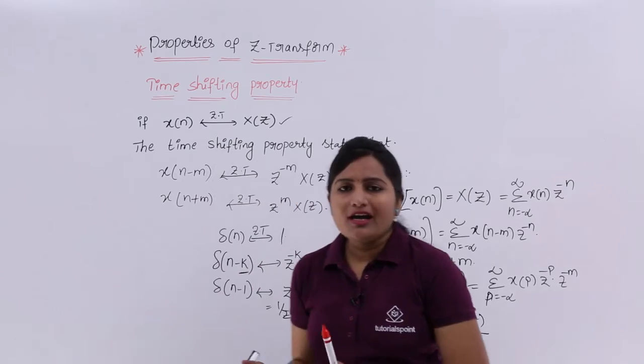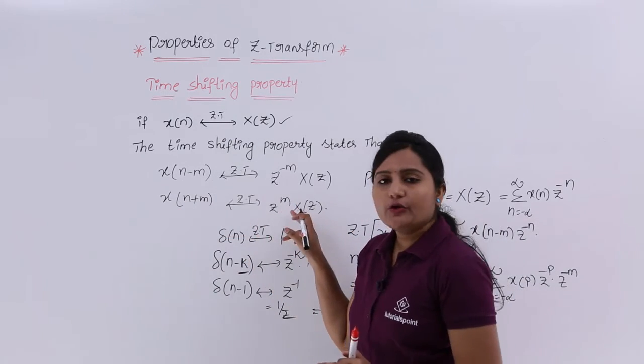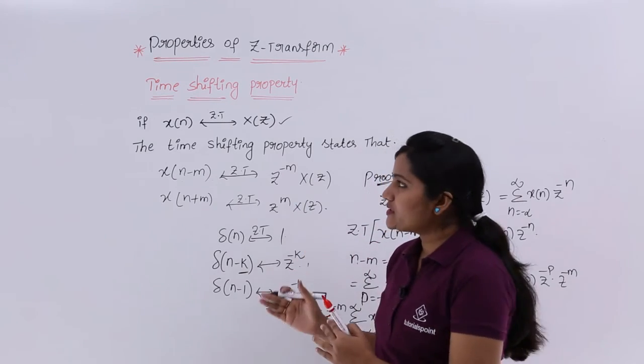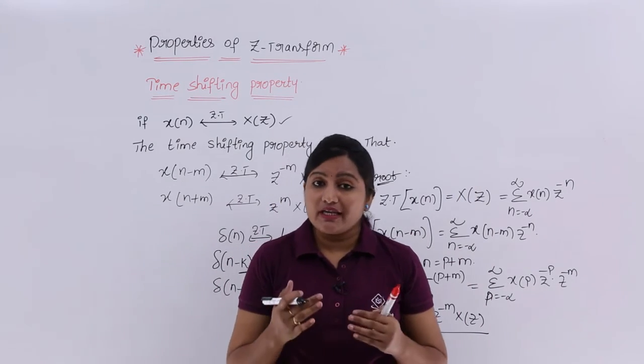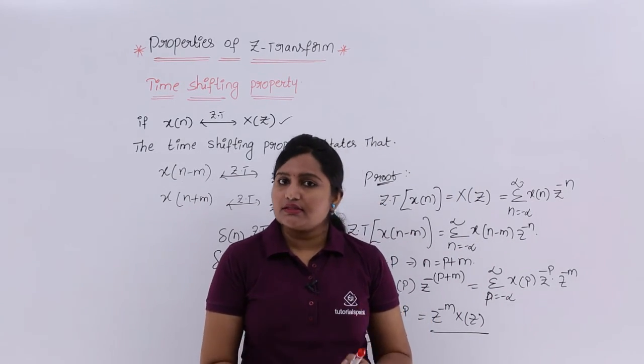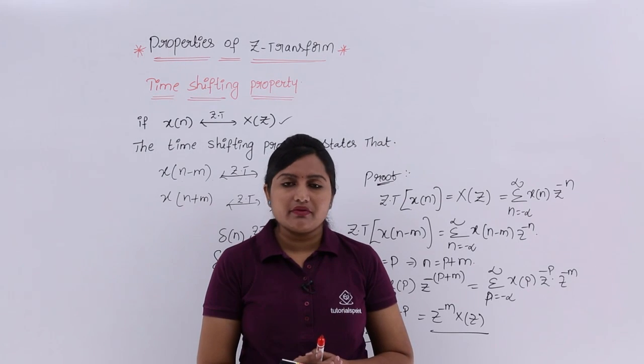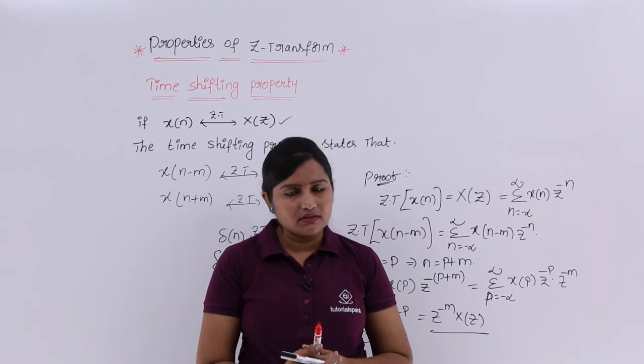Similarly, if you are left shifting your signal, you can take z power plus m into x of z. So by using the time shifting property, we can very easily find the Z transform of shifted signals.